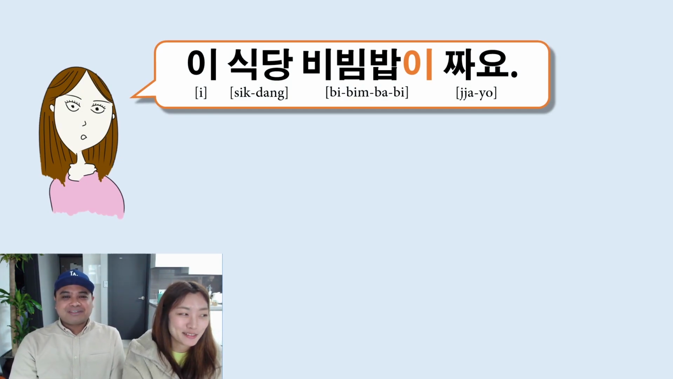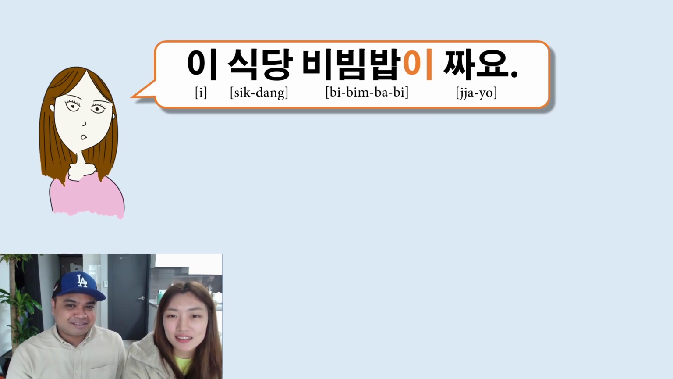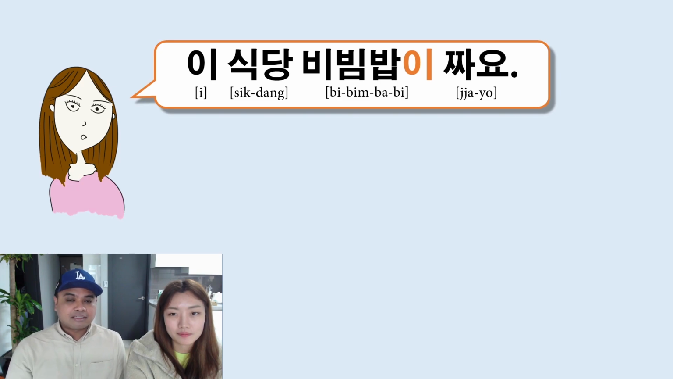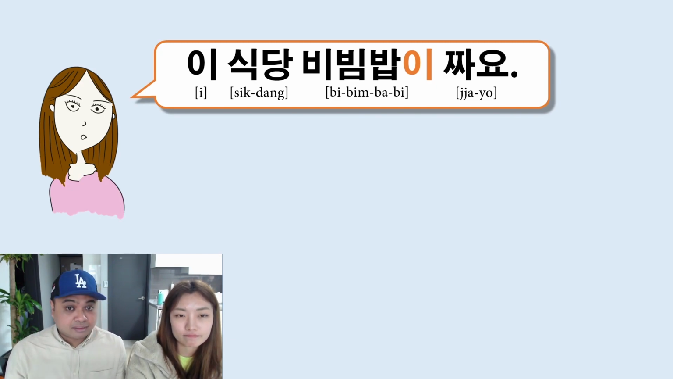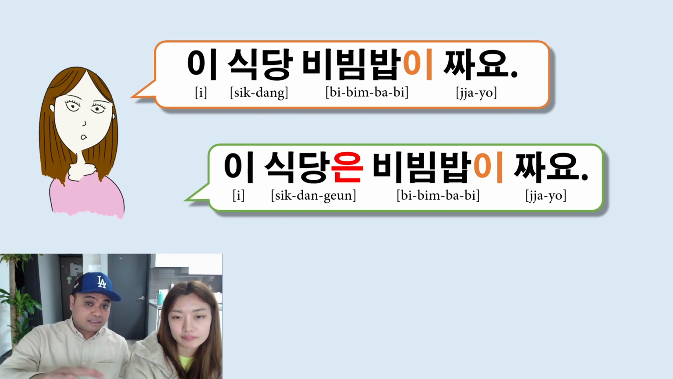Okay. So I think we talked about this sentence earlier, without the 은 this time. 이 식당 비빔밥이 짜요. This restaurant, the bibimbap is salty. Now I took out the 은, and grammatically it might be a little problem, but just know this sentence means at this restaurant, the bibimbap is salty. Now let's add 은 to the sentence, and it changes the meaning quite a bit.